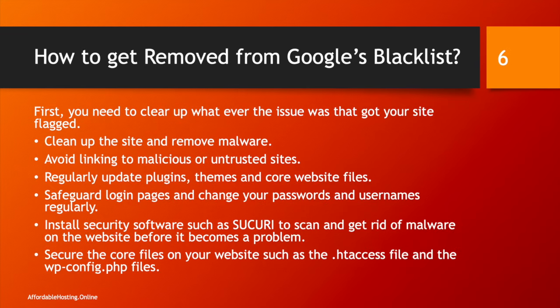Now, how do you get removed from Google's blacklist? Well, the first thing you have to do is figure out why you've been blacklisted. Have you been blacklisted because you've been hacked? If you've been hacked, you have to clean the files and make sure everything is nice and clean, and that there's no more malware. If you don't have malware, then you have to make sure you're not linking to any sites that are malicious. Also, always make sure your plugins, if you're using WordPress, are always up to date. Always back up your website so that you have a fresh install.